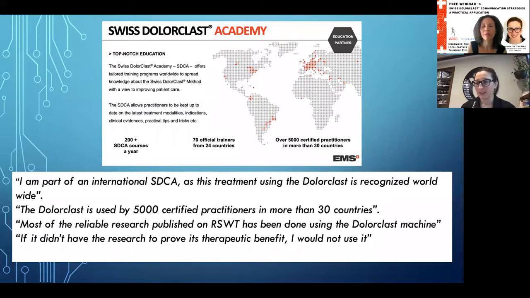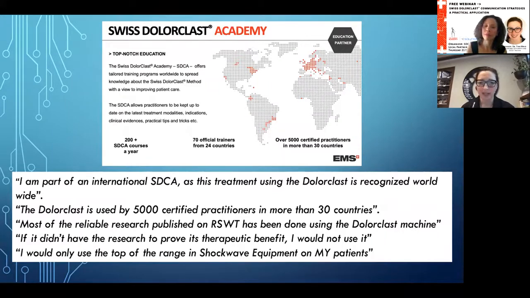This is something I would often say as well, because I wouldn't use something that didn't have evidence to support it. And I would only use the top of the range in shockwave equipment on my patients. I want them to understand that, yes, it's expensive, and yes, there are cheaper versions around, but I feel like this is it. I don't think your patients are something you compromise on as a practitioner.